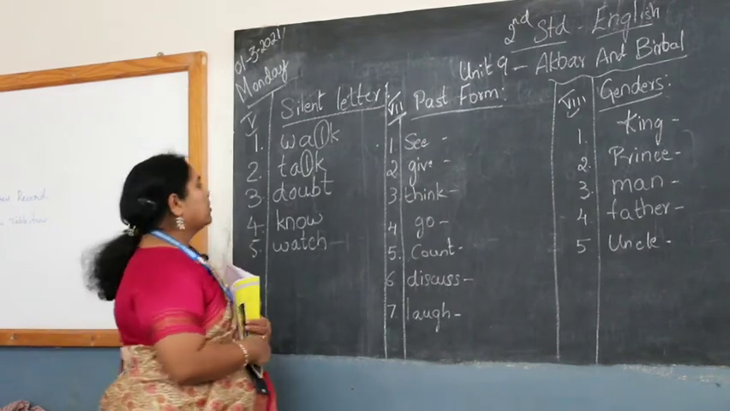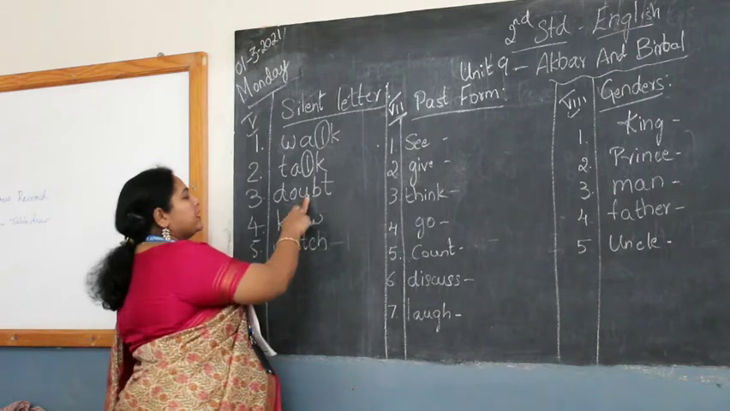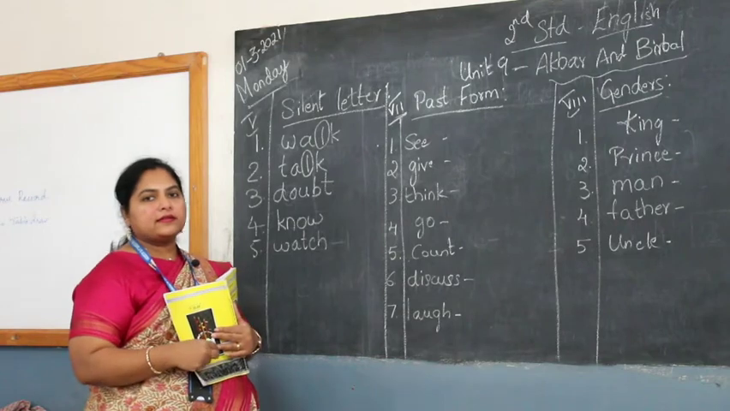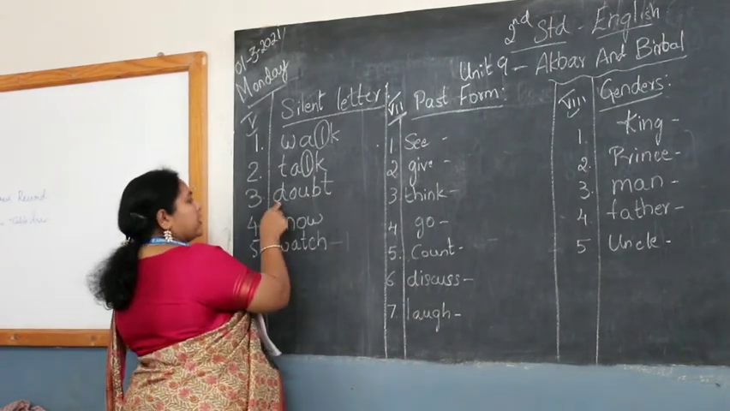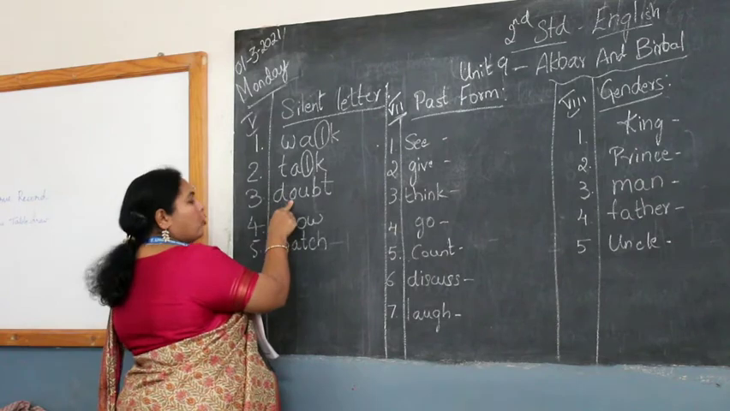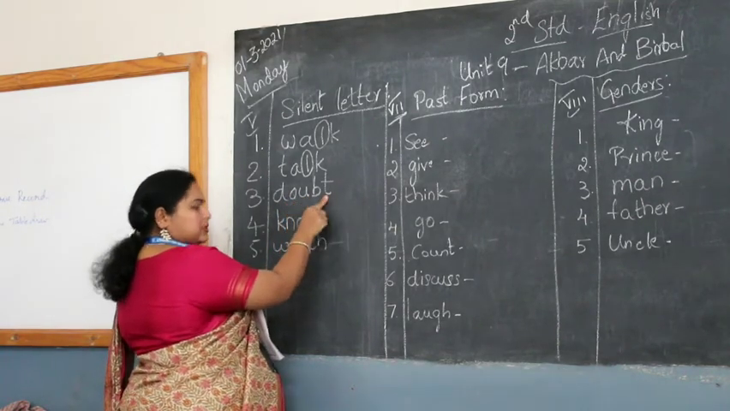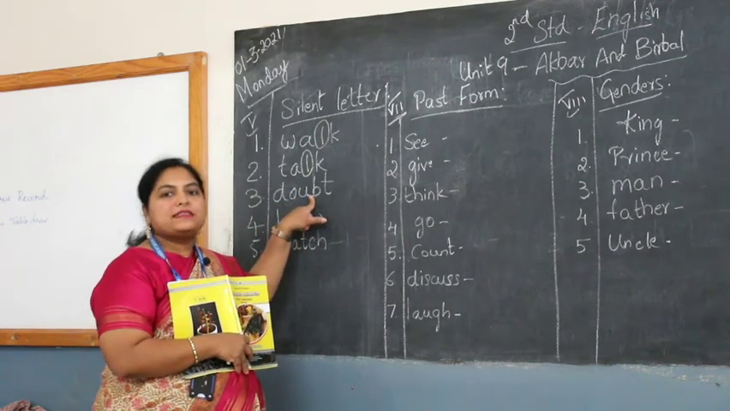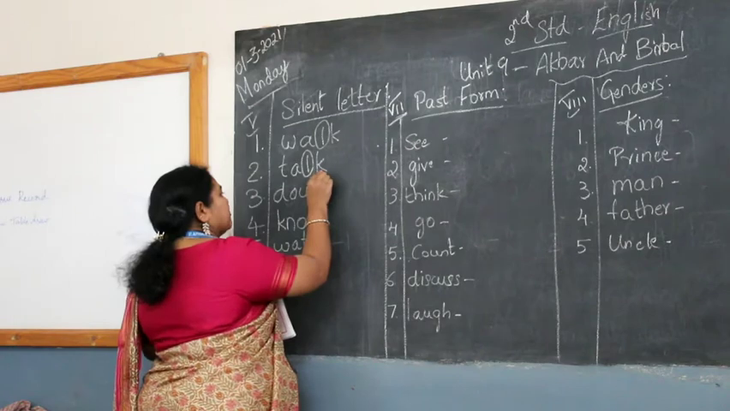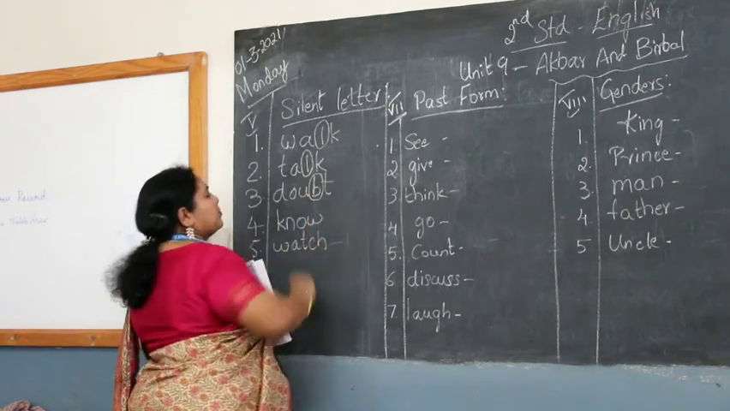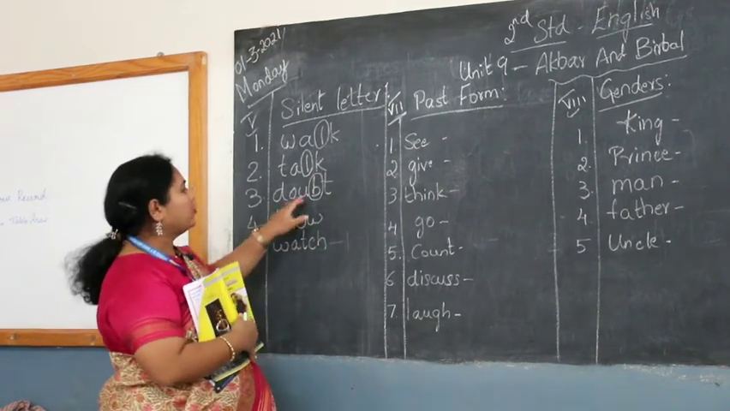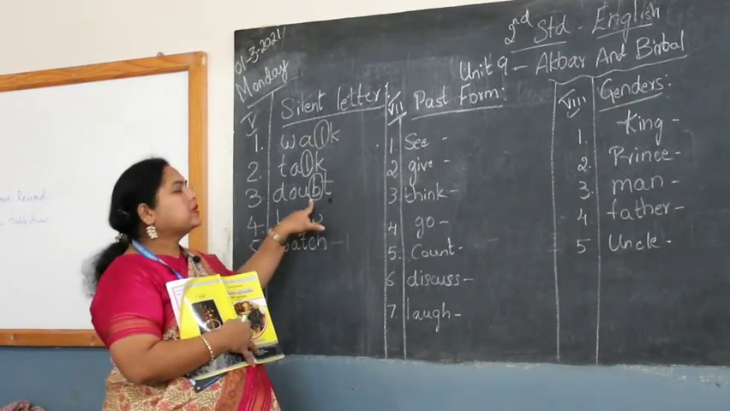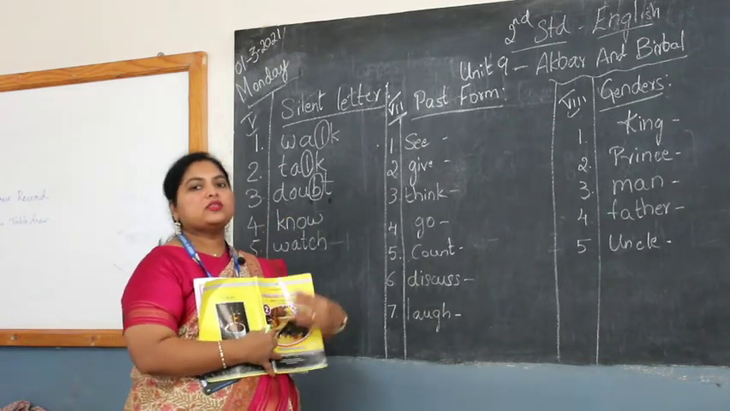And next is doubt. D-O-U-B-T, doubt. But which is the letter which is silent here? The sound of the letter which is not said. Doubt. We have the sounds of D, O, U, T. We don't say the sound of B. So B is silent. It is spelled as D-O-U-B-T, but B is a silent letter. So we don't say it.